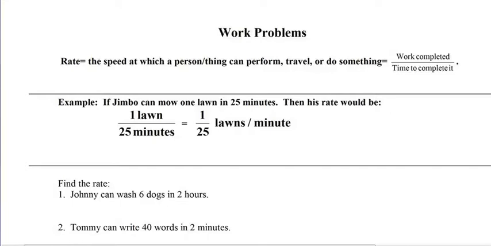All right, these are called work problems. And in order to complete a work problem, what we have to do is find the rate at which work is being completed. It's the speed at which a person or thing can perform, travel, or do something. So it's the work completed over the time to complete it.